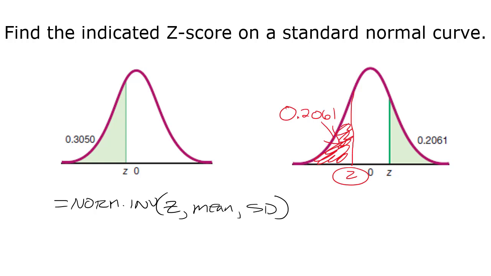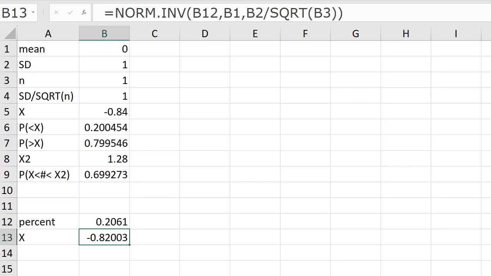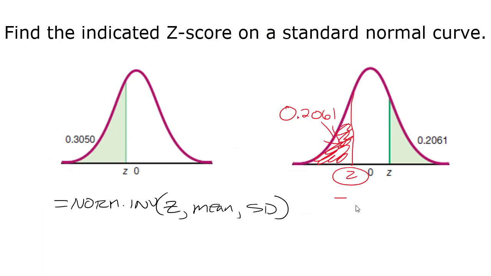Well, if this z-score is negative, what did we get? Negative 0.82. Okay? If this z-score is negative 0.82, what do you think this one is? Because of the symmetry of the normal curve, we know that it has to be the exact same number, the exact same distance from the mean, only now in the positive direction. So this is literally 0.82.